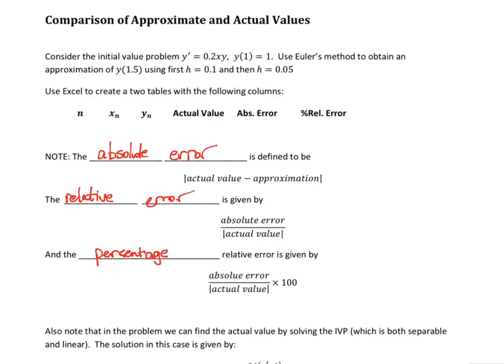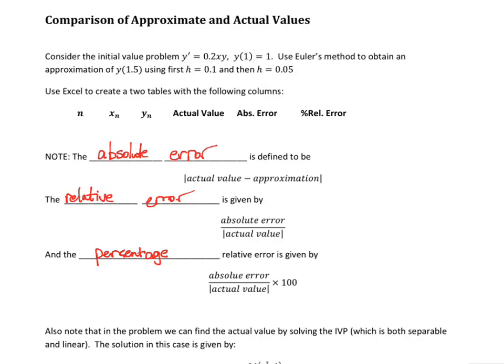We're going to use Euler's method to obtain an approximation of y at 1.5, and we're going to first use 0.1 as our step size, and then repeat the whole process and use 0.05 as our step size. At each one of our steps, I want us to calculate the following values: n, x sub n, and y sub n. That's the part that we created last time in Excel.